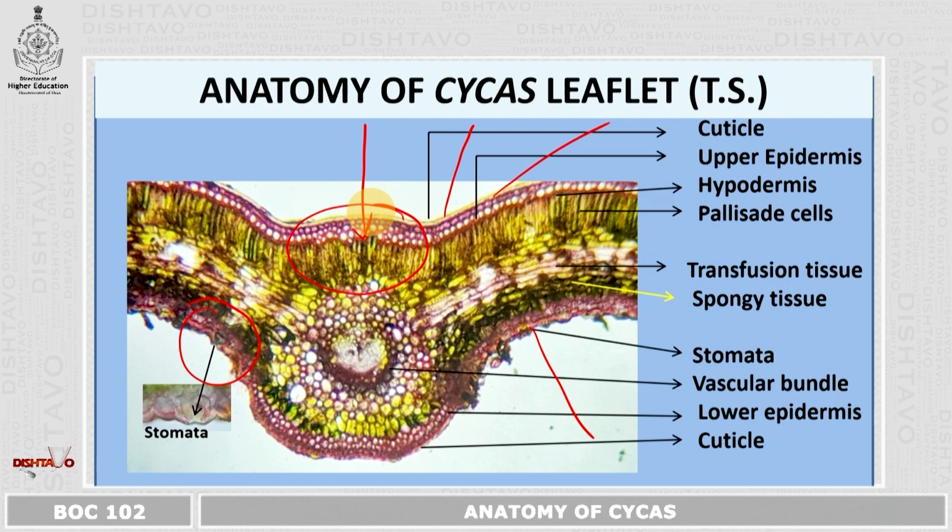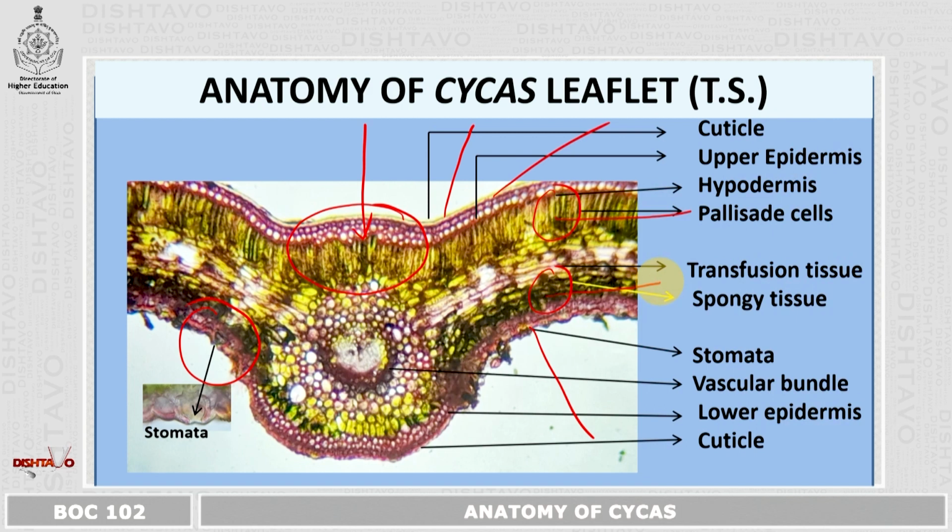The hypodermal cells are 2 to 3 layered in the midrib region and single layered in the laminar region. Hypodermis is followed by mesophyll region, differentiated into upper palisade and lower spongy tissues. The palisade cells are compactly arranged, elongated, and are filled with chloroplast. The spongy tissues are loosely arranged and are filled with chloroplast.